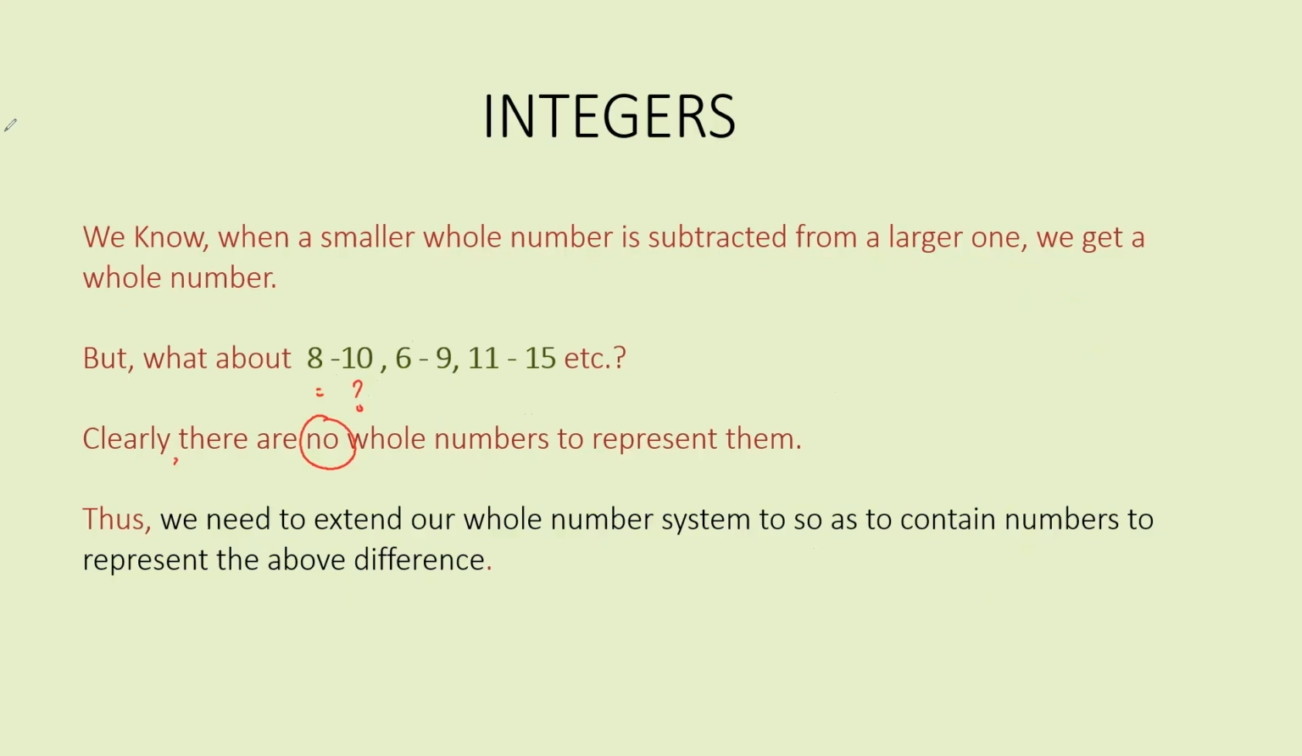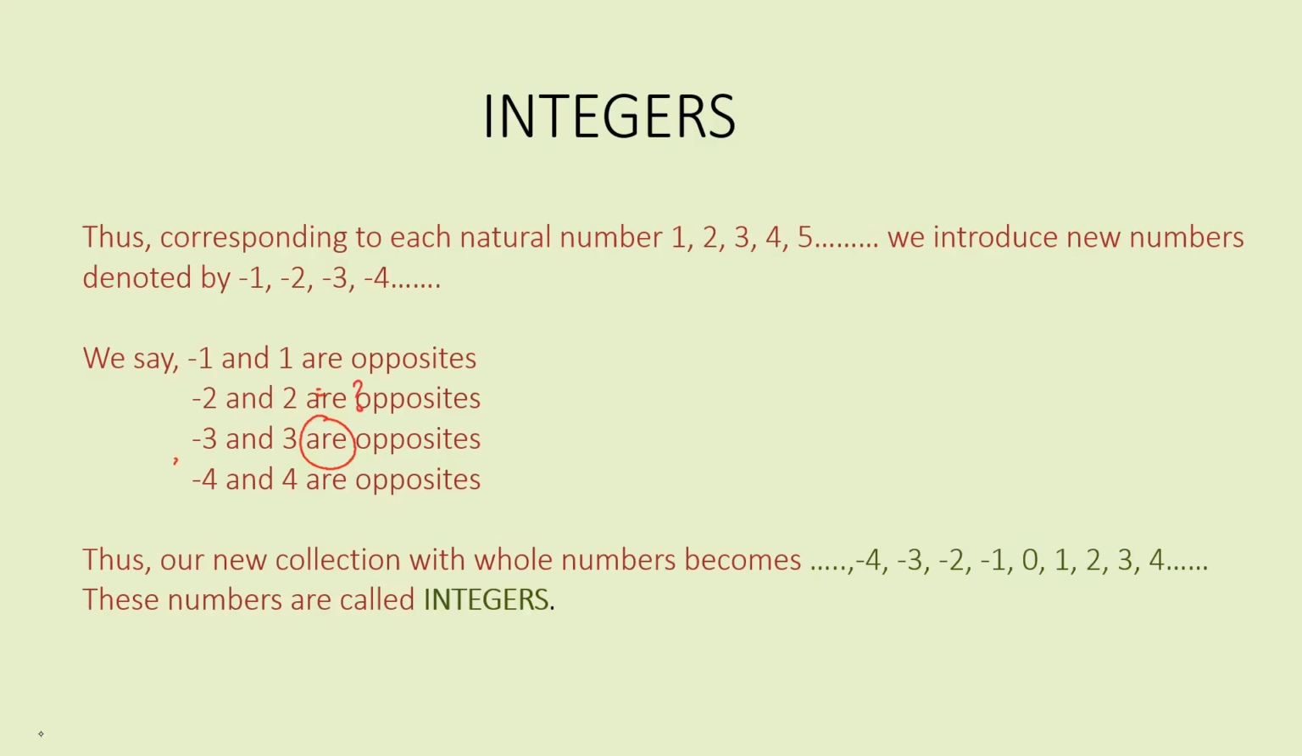With this, we move on to integers. Now, what it says is that corresponding to each natural number 1, 2, 3, 4, 5, and it goes on, we introduce new numbers denoted by negatives of those numbers: -1, -2, -3, -4, which basically says that -1 and 1 are opposites, -2 and 2 are opposites, -3 and 3 are opposites, and -4 and 4 are opposites, and it goes on.